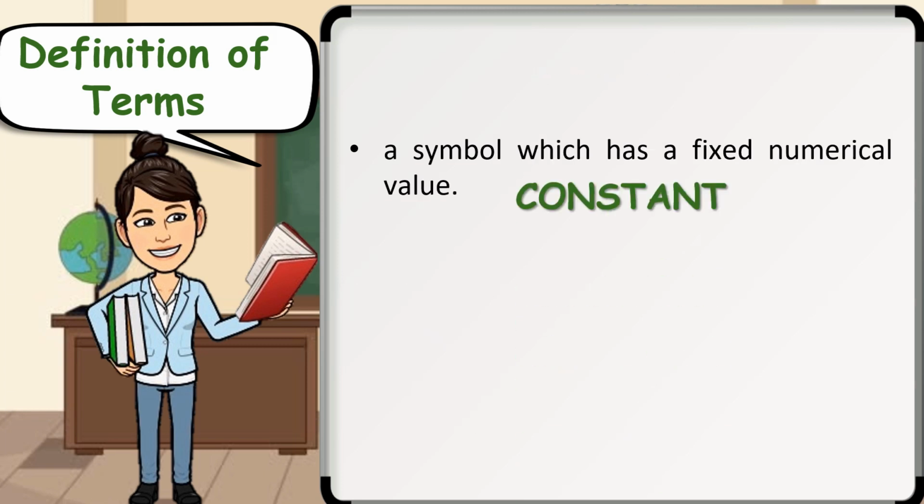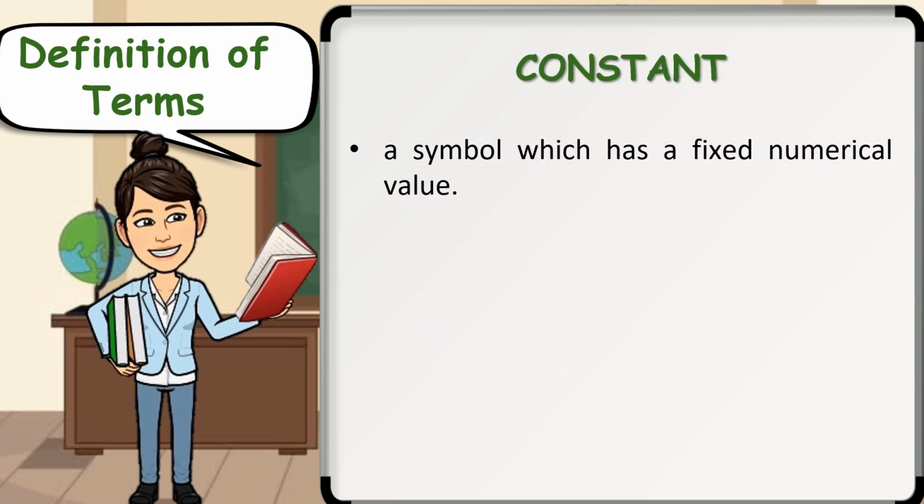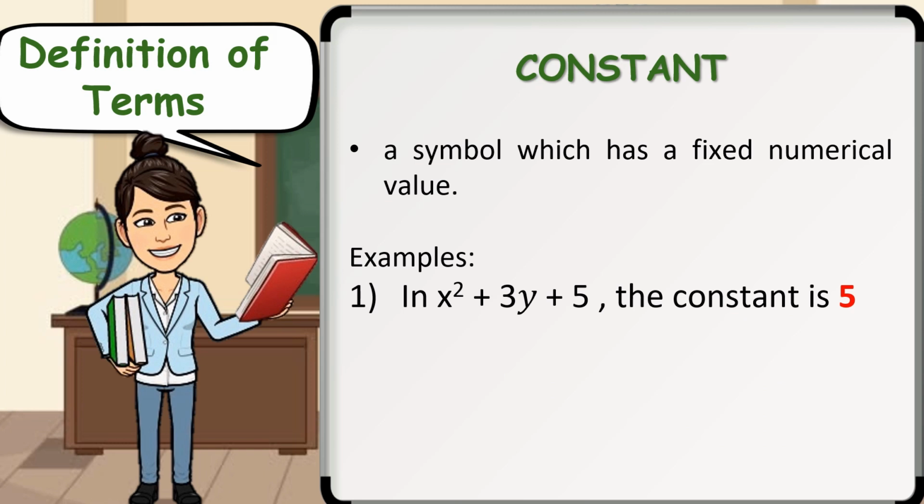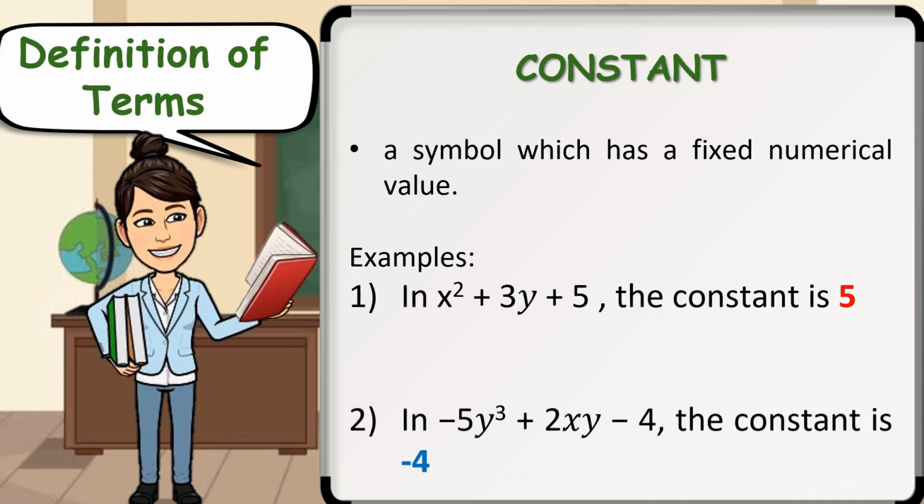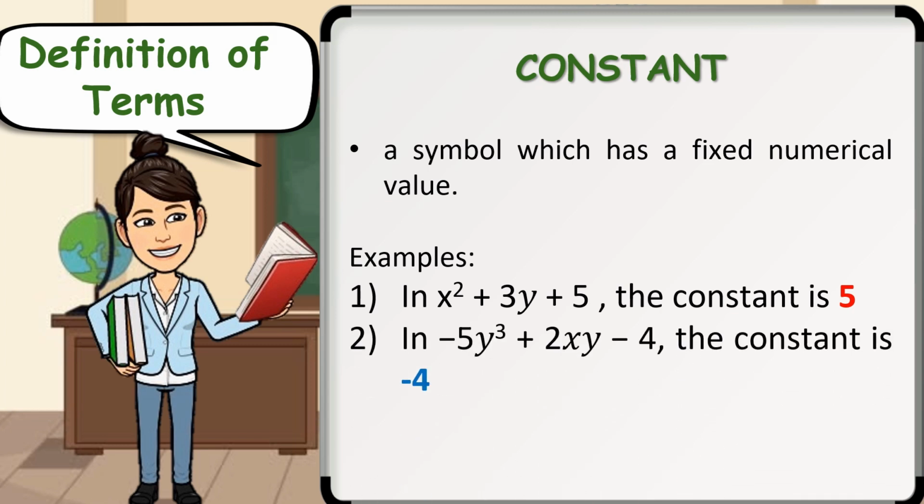Constant. It is a symbol which has a fixed numerical value. Examples. Number 1. In x squared plus 3y plus 5, the constant is 5. Number 2. In negative 5y cubed plus 2xy minus 4, the constant is negative 4.